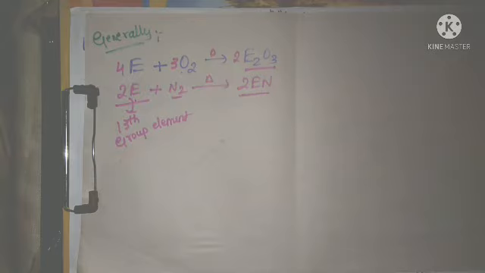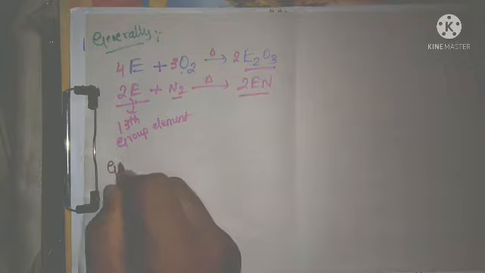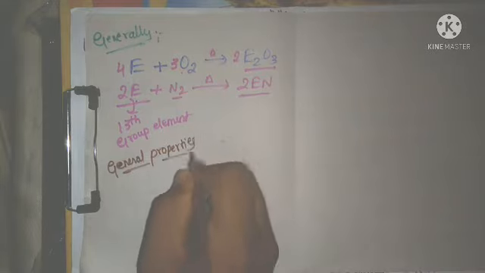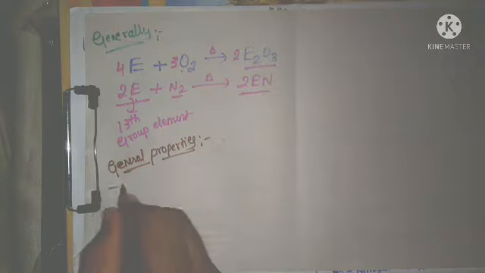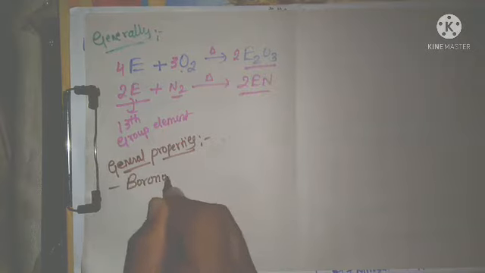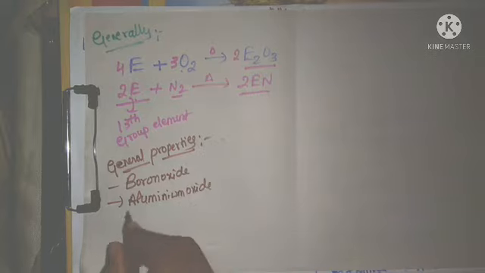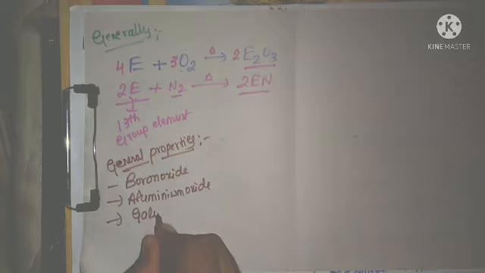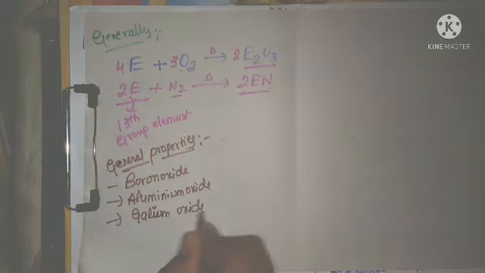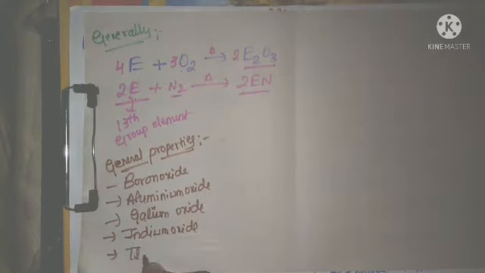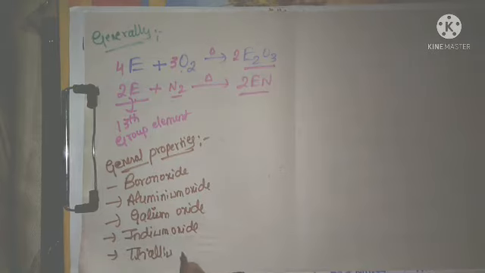I want to write here the general characteristic properties of oxides of 13th group elements. Now I will write: when boron reacts with oxygen, it will form boron oxide. When aluminium reacts with oxygen, it will form aluminium oxide. When gallium reacts with oxygen, it forms gallium oxide. When indium reacts with oxygen, it will form indium oxide. When thallium reacts with oxygen, it will form thallium oxide.